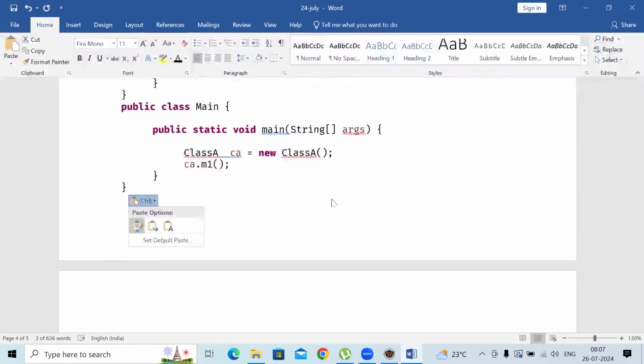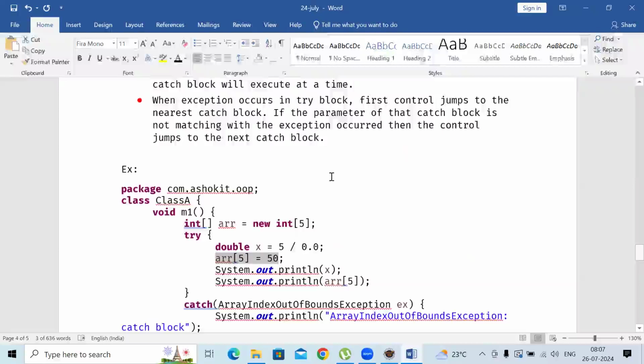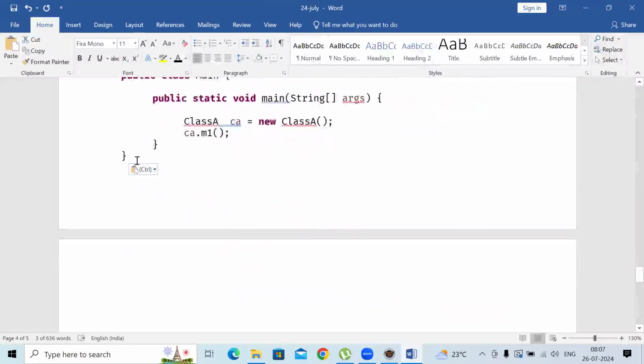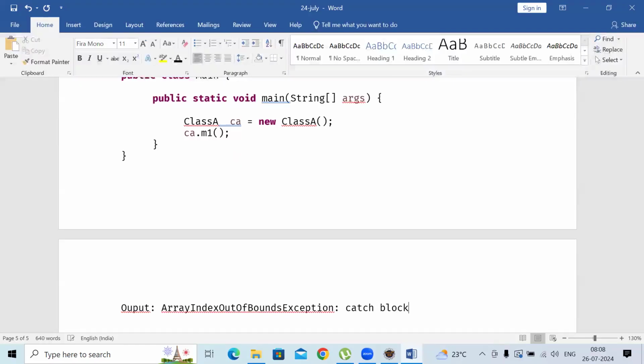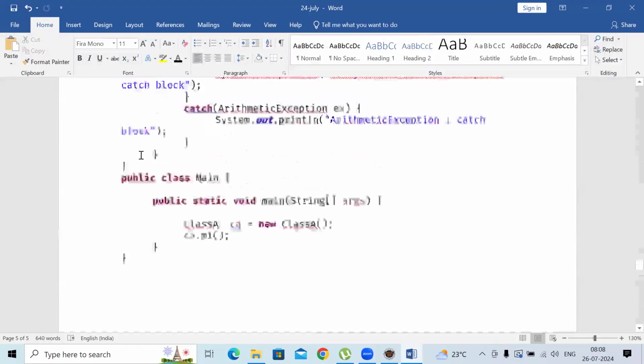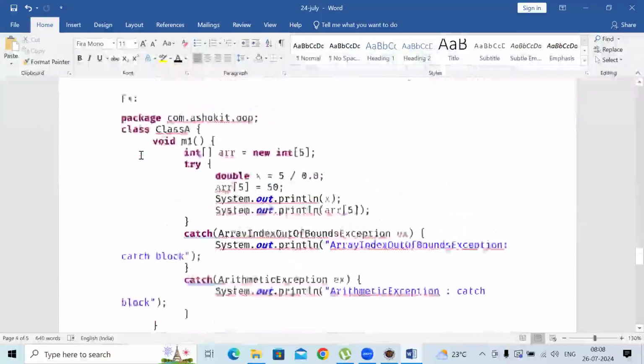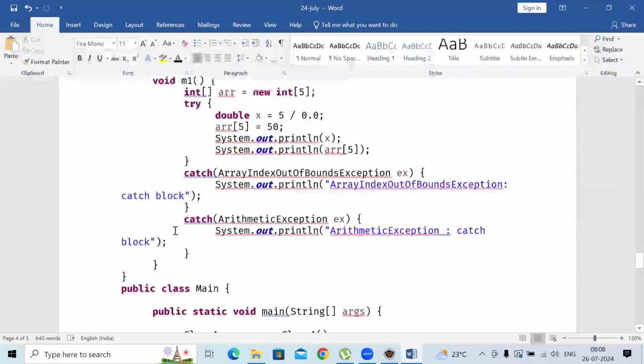Right. Could you tell me what the output of this code is? What output are we getting here? The output is ArrayIndexOutOfBoundsException catch block. That's the output you are getting, guys. Okay. Next, we'll go ahead. Next, one more thing.